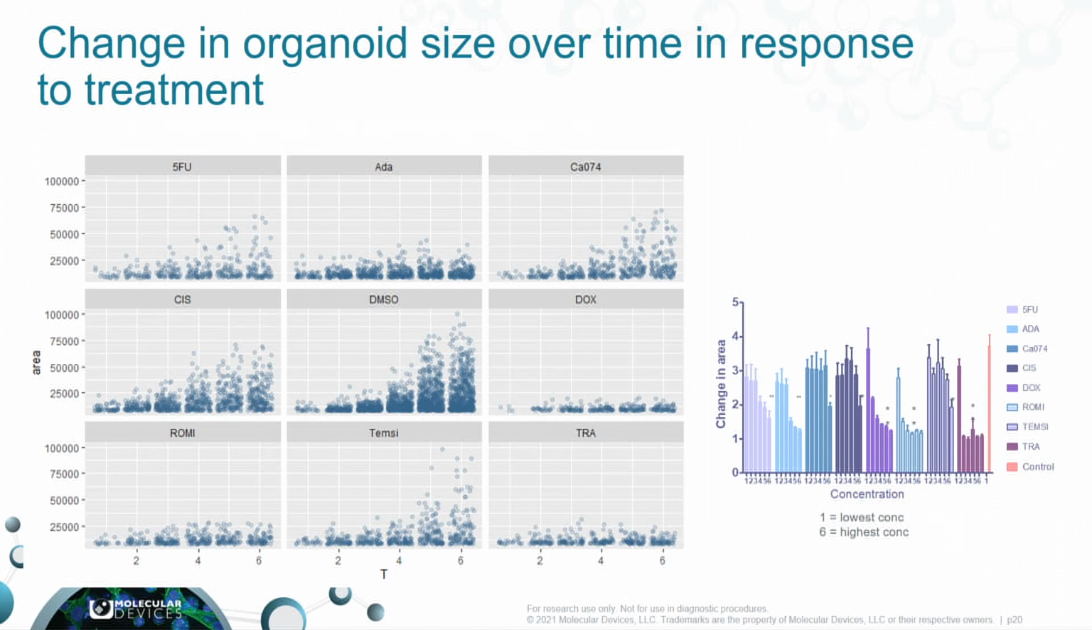And this is a summary graph of all the data we have over there. In short, you can see a lot of these compounds actually have significant cytostatic effects on organoid growth. And only one of them, doxorubicin, has a combination of both cytostatic and cytotoxic effects.